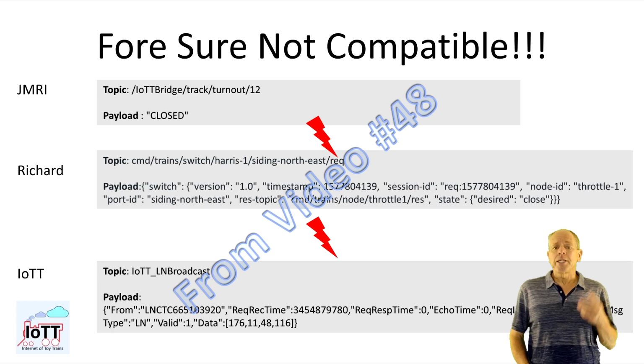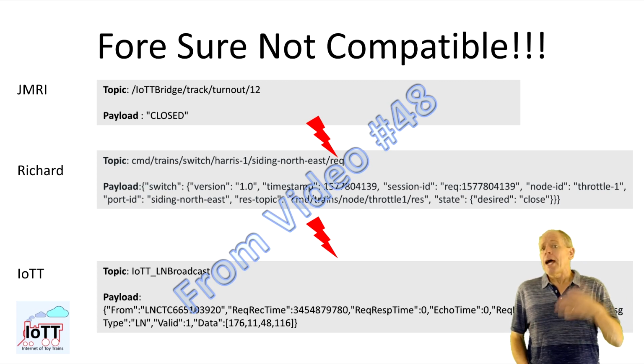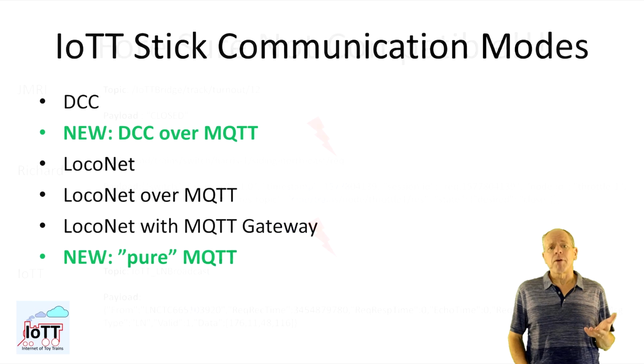The second new mode is pure MQTT. In videos number 48 and 49, I compared the topic structure of different solutions for adding MQTT to a model railroad layout, and what followed was a quite interesting discussion. My conclusion from it was that my way of doing Loconet over MQTT, as introduced the first time in video number 1, is probably the most effective solution as long as it is just about using MQTT to extend Loconet to the Wi-Fi network, while for other purposes a more versatile approach might be beneficial.